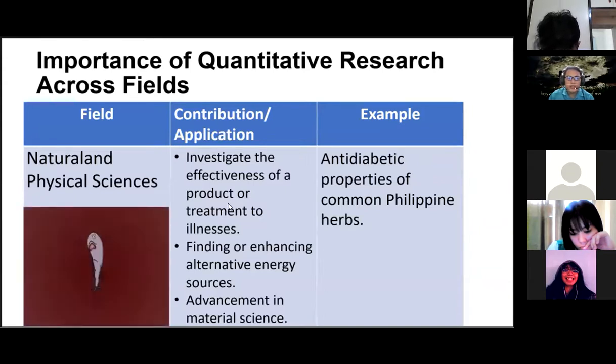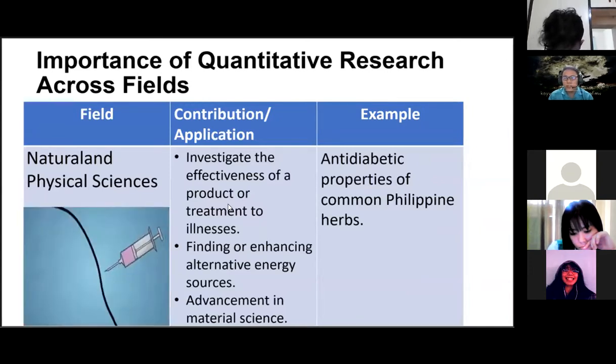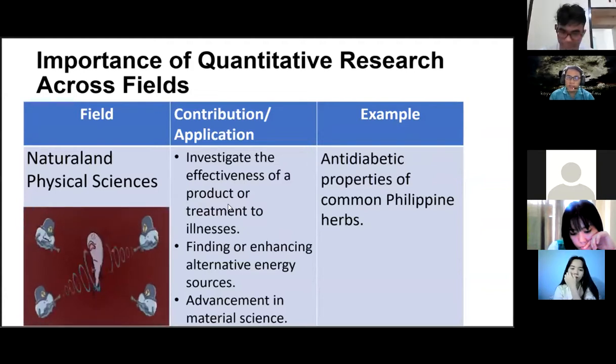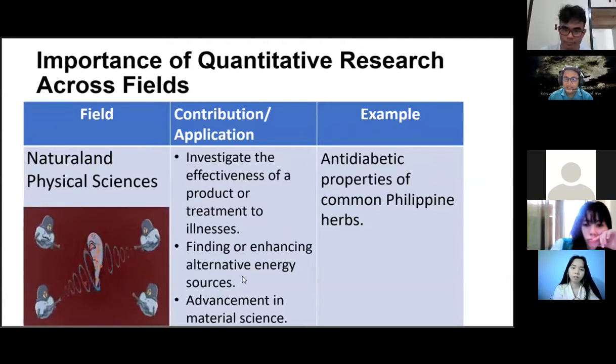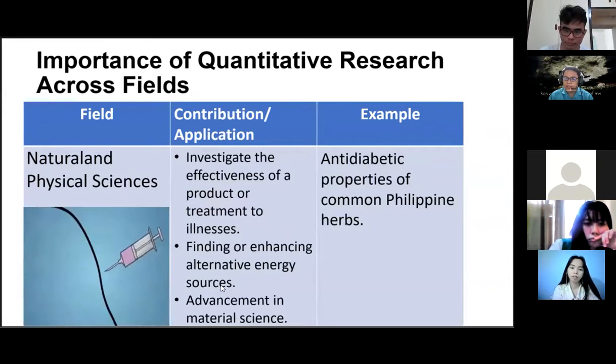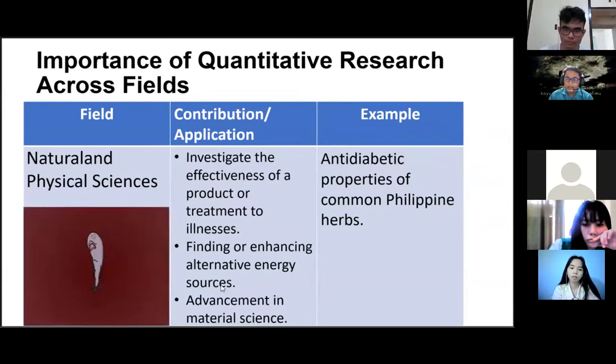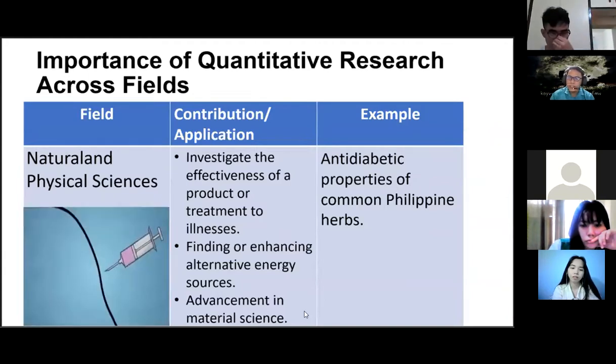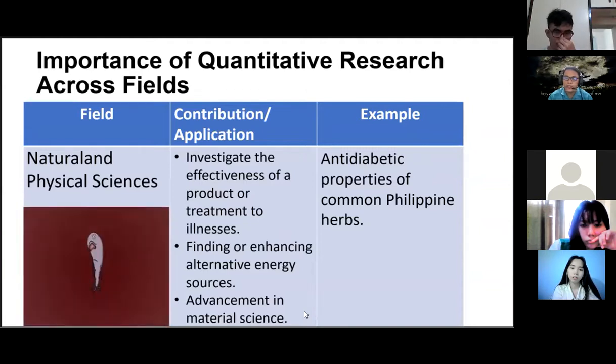Next, the importance of quantitative research in the field of natural and physical science. Okay? So what is its contribution? It investigates the effectiveness of a product or treatment for illnesses. It also helps in finding or enhancing alternative energy sources, and in the advancement of material science. Whenever we do research, it is always for innovation when it comes to science.